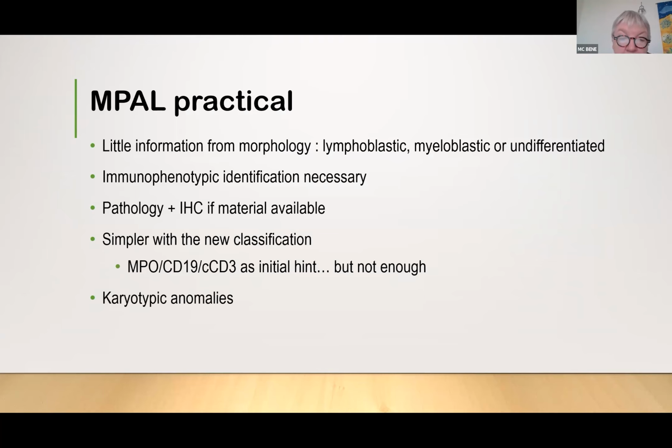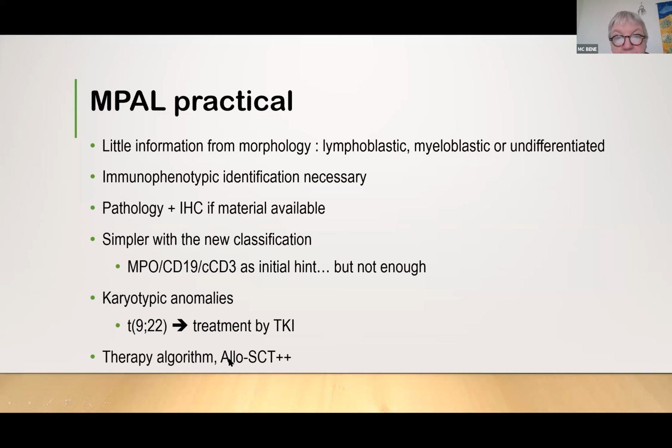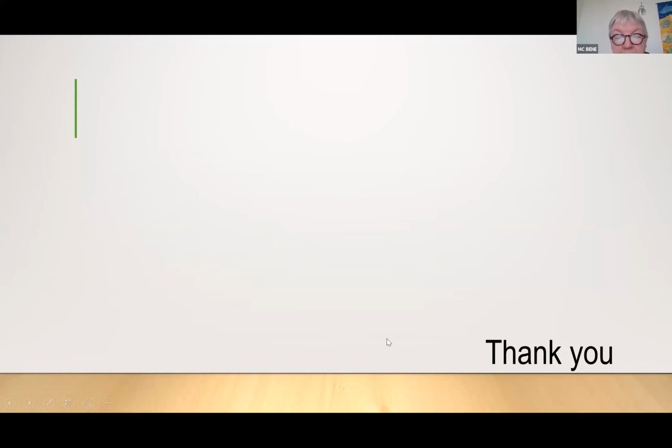You can, in a way, rely on karyotypic anomalies, especially for the treatment by TKI that I just mentioned. And you have to keep in mind the therapy algorithm, with the fact that you will, in most cases, need to have this allogeneic stem cell transplantation. And one of the first things to do is to look for a donor for your patient. So with that, I wish to thank you and I'm open for questions.